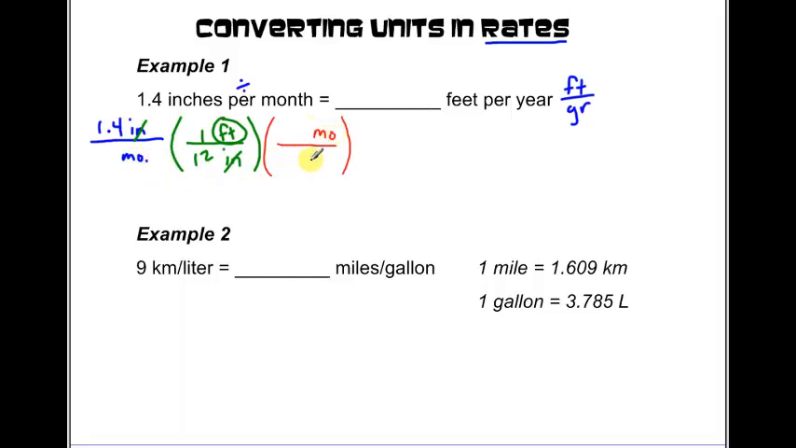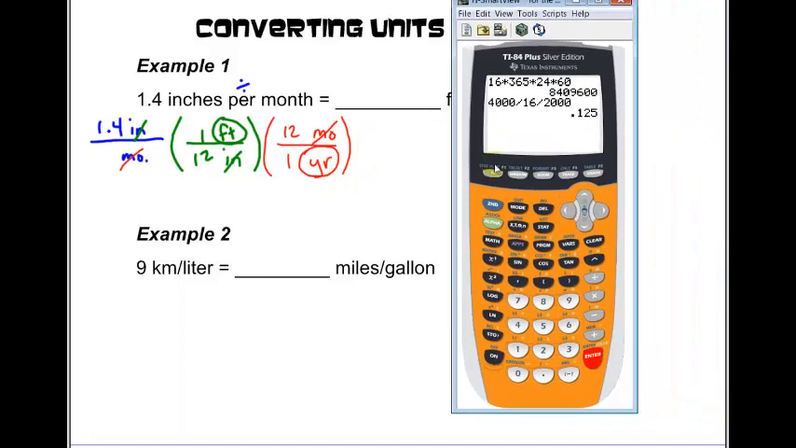And this puts the years down on the bottom. So there's 12 months in a year, and the months on the top here cancel my months out here. And look what I have. I've got years in the denominator exactly where I want them, so I have feet per year. And then I just have to do the calculations for the numbers.